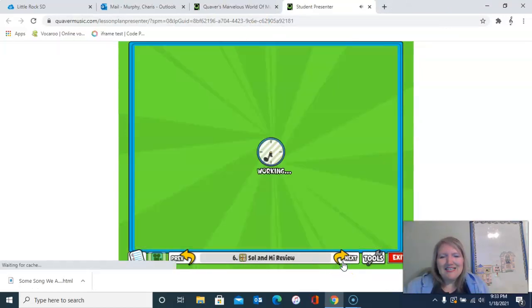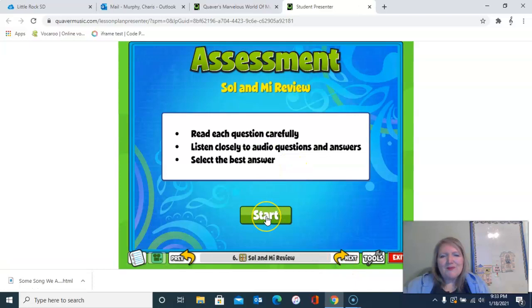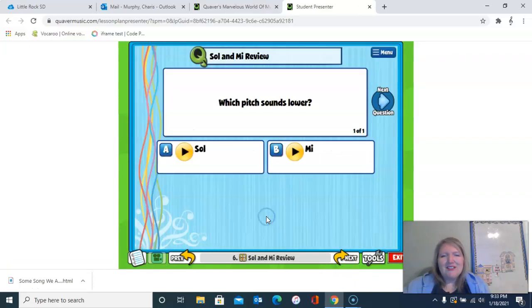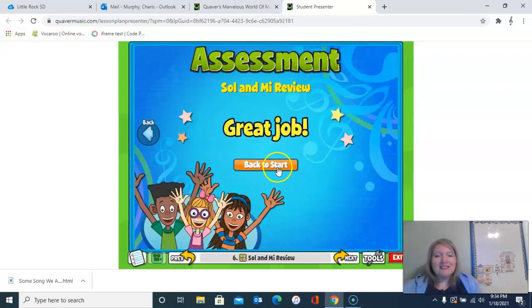And then I think we have our exit ticket. You're going to click start and it asks, which pitch sounds lower, sol or mi? You can know by the answer, but you can also listen to it by pressing the play button. You're going to click sol, mi. Which one sounds lower? So which one is lower? It's going to be this one, right? And that is the only question. You answer that one question, click submit, and then click the green OK button, and then you are all done for this week.